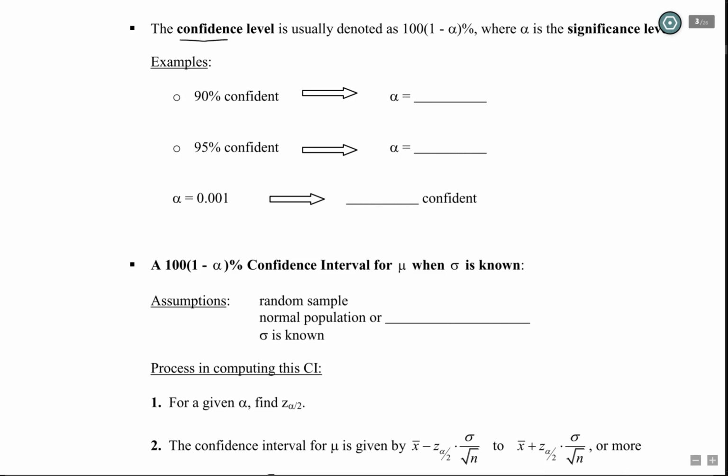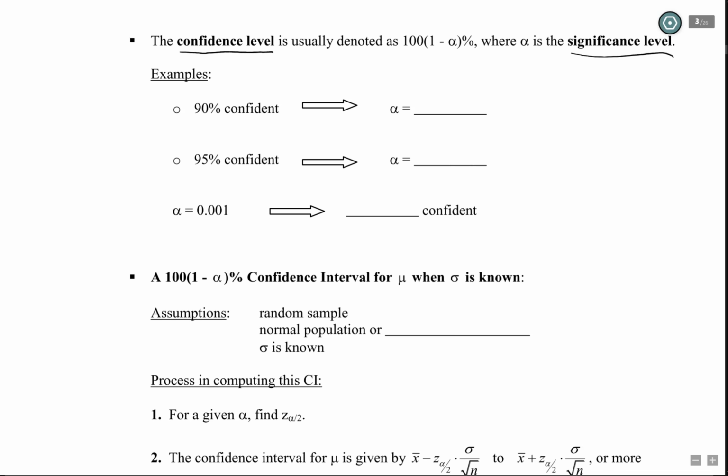Two things here are related together: the confidence level and what's called the significance level. The confidence level is denoted as 100 times 1 minus alpha, and alpha is the significance level. The confidence level is the proportion of times your method is correct. The significance level is the proportion of times your method is not correct.